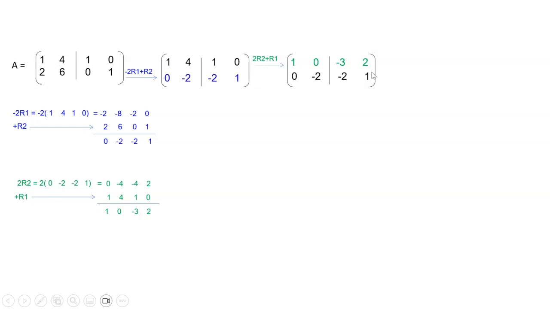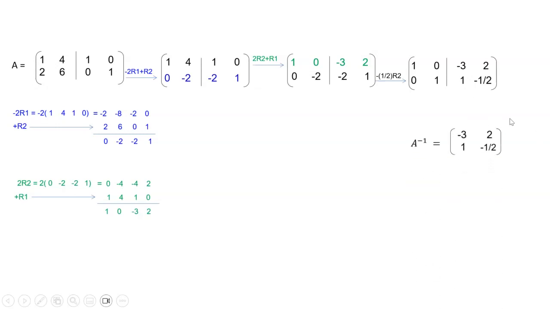1, 0, negative 3, 2. But remember, these must be 1s across. That means I have to do an extra step. I need to multiply this whole row 2 by negative 1/2. If I do that, negative 1/2 times 0 will give us 0. Negative 1/2 times negative 2 will give us 1. Negative 1/2 times negative 2 will give us 1. And negative 1/2 times 1 will give us negative 1/2. So this is my inverse.